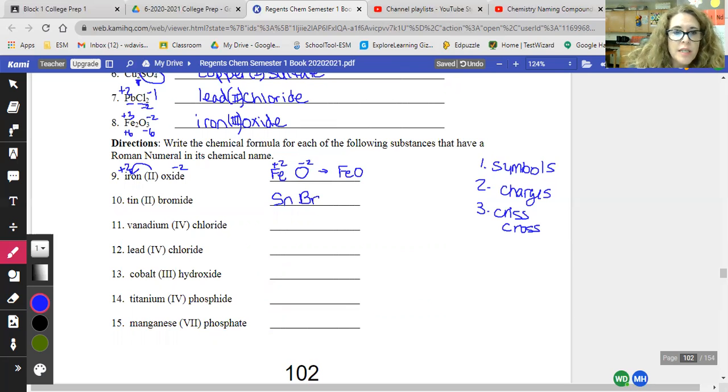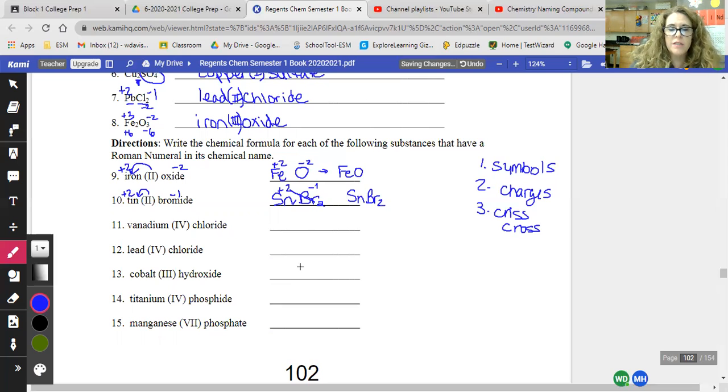Now charges. This Roman numeral 2 tells me tin has a positive charge. Then I go to the periodic table, and bromine's going to have a -1 charge. So I have a +2 and a -1. So now when I crisscross and I bring this 2 down, and then I just have 1 over here, that means SnBr2.